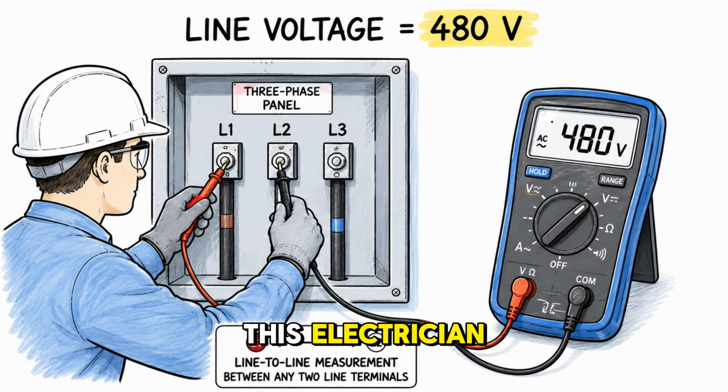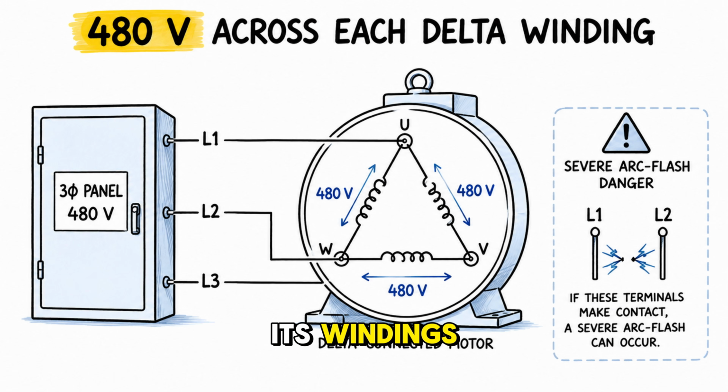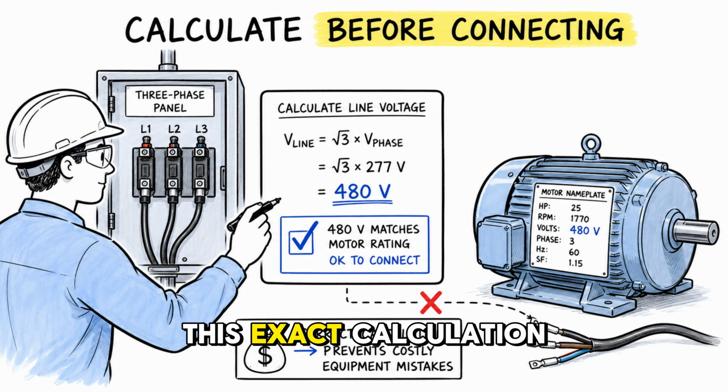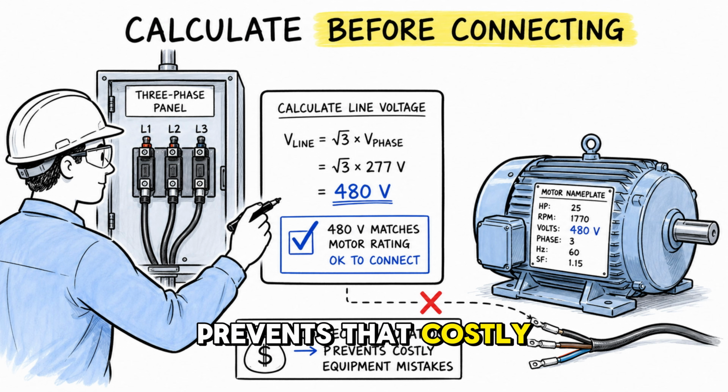This means when this electrician takes his multimeter and measures between any two line terminals in this panel, he will read 480 volts. This is the voltage that every delta-connected motor on this panel receives across its windings. This is also the voltage that causes severe arc flash if two line terminals accidentally touch each other. This exact calculation is done before connecting any equipment to a three-phase panel in any factory or industrial facility. A motor rated 480 volts will burn immediately if the line voltage is actually higher. This one calculation prevents that costly mistake.